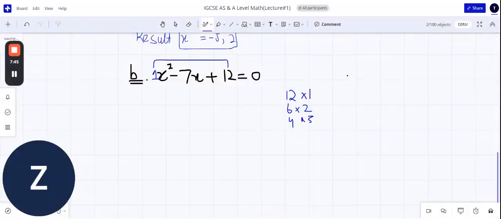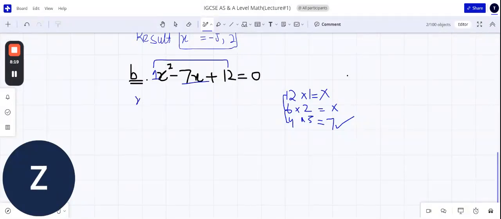But the addition or the subtraction of these factors should be equal to the middle term, which is 7, meaning the coefficient of x. 12 plus 1 is 13, 12 minus 1 is 11. This is not valid. 6 plus 2 is 8, 6 minus 2 is 4. This is also not valid. 4 plus 3 is 7. It means that we can use the 4 and 3.